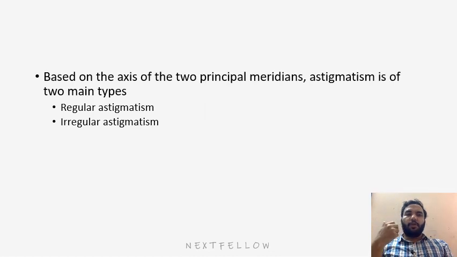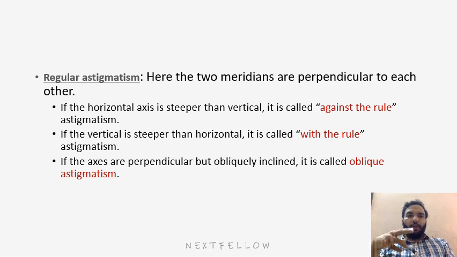Based on the axis of the two principal meridians, astigmatism is of two types, regular and irregular. Regular means the two axes are perpendicular to each other. So in regular, the two meridians are perpendicular to each other. If the horizontal axis is steeper than the vertical, it's called against the rule astigmatism. If the vertical is steeper than the horizontal, it's called with the rule astigmatism. If the axes are perpendicular but obliquely inclined, it's called oblique astigmatism.